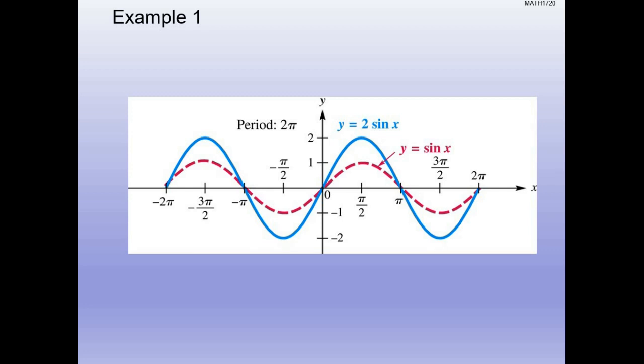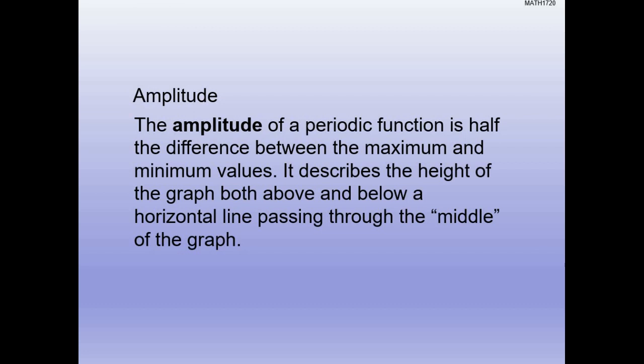Because remember, sine of pi is 0. 0 times 2 is 0. So we're not changing any of the intercepts. We're only changing the amplitude, or how high this wave can become. So that's what changing the a value in front of a sine or cosine function does: it changes the amplitude of the wave, or the height of the wave. And this is a very important key term.